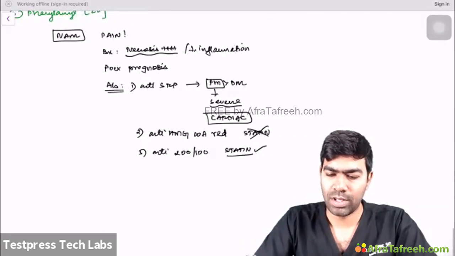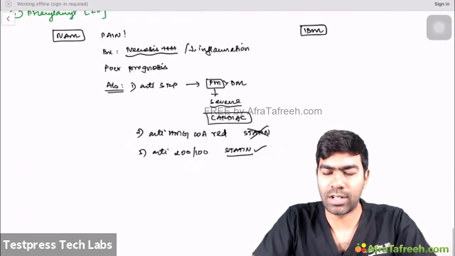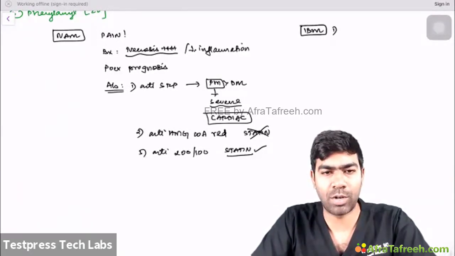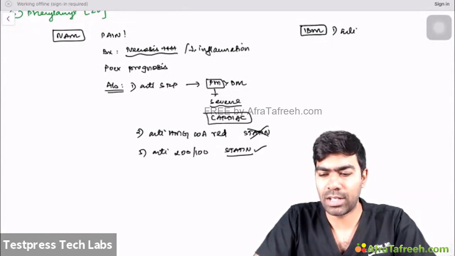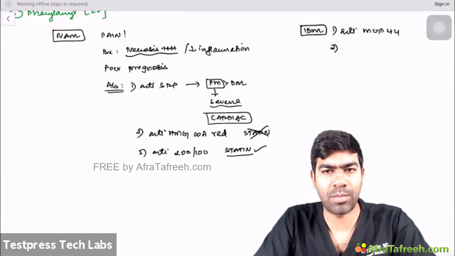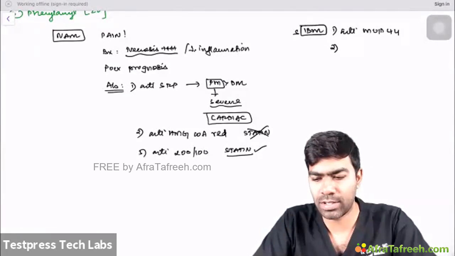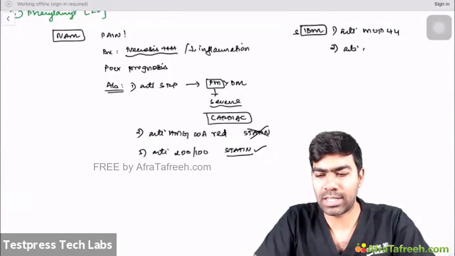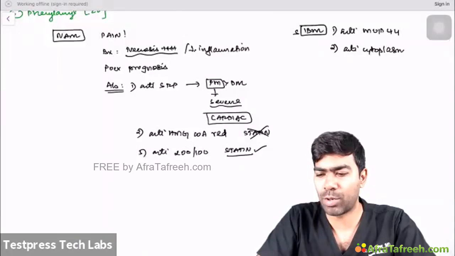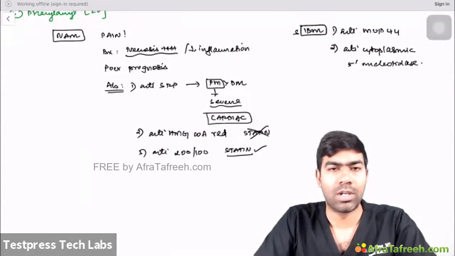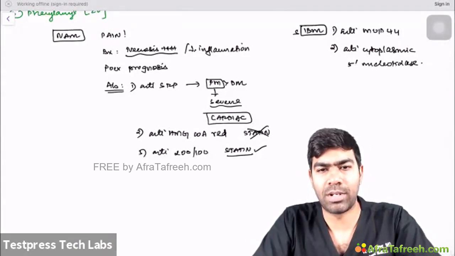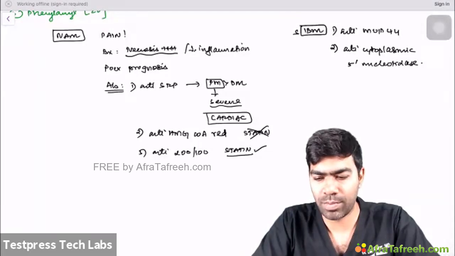And as I told you, typically inclusion body myositis has no antibodies that you should answer in the exam, but there are two antibodies that have been described in the last decade. One is the anti-MUP44 antibody. MUP44 is the first antibody that has been described even in sporadic inclusion body myositis. And the second one is the anti-cytoplasmic 5' nucleotidase antibody. So these are the two antibodies that have been described for sporadic inclusion body myositis.